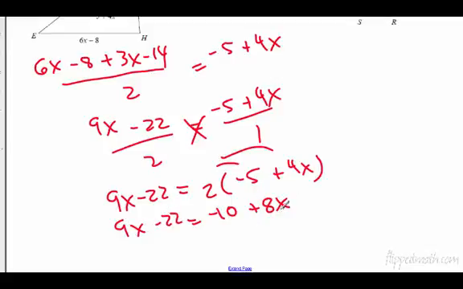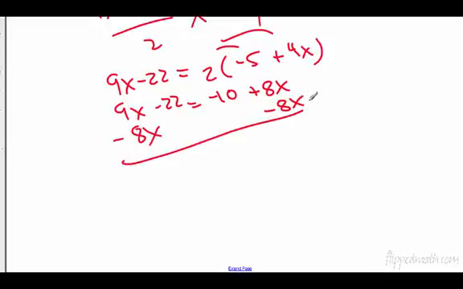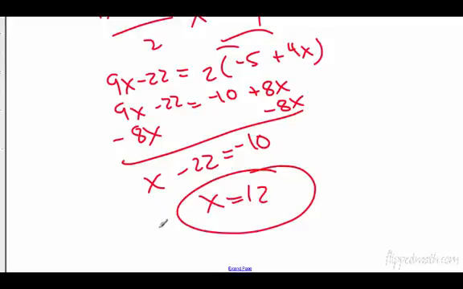This is actually easier than you thought to solve because you subtract 8x. You get more room on the page. Hope you got a long piece of paper. And what do we get? x minus 22 equals negative 10. Add 22 to both sides. x is 12.